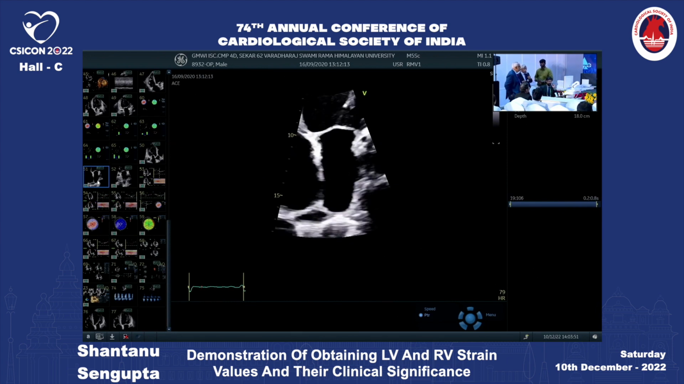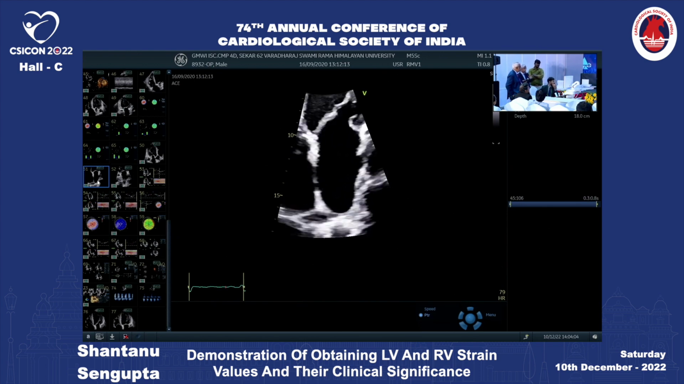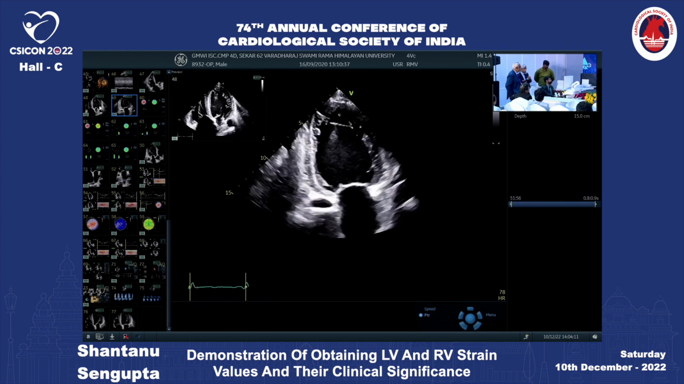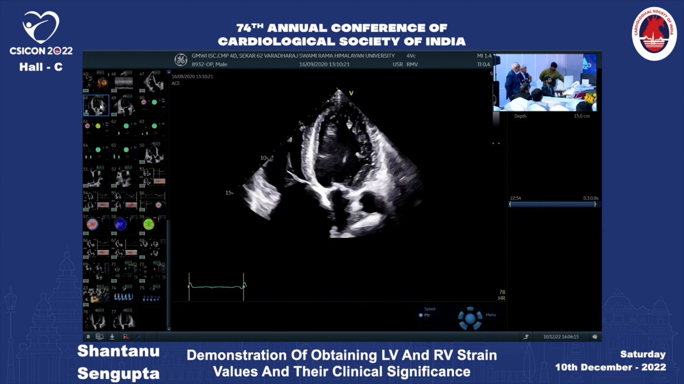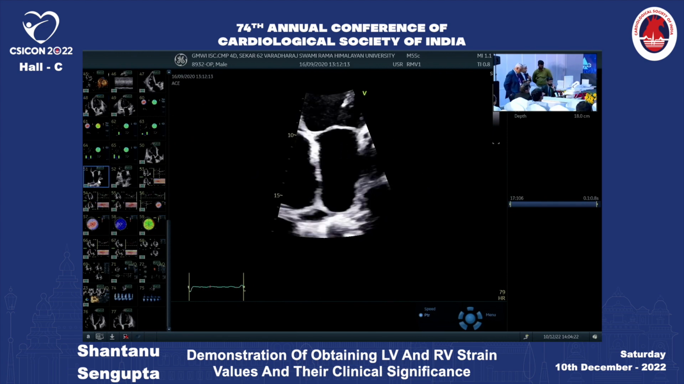One more point regarding the number of beats: I routinely record 2D from all the three views, apical 3-chamber, 2-chamber, and 4-chamber. And in addition, the triplane view from the 3D probe, so that in patients who have arrhythmias, atrial fibrillation, or frequent ventricular ectopics, with a single triplane view you will have all the three views in the same beat. That is the advantage of using the triplane view.